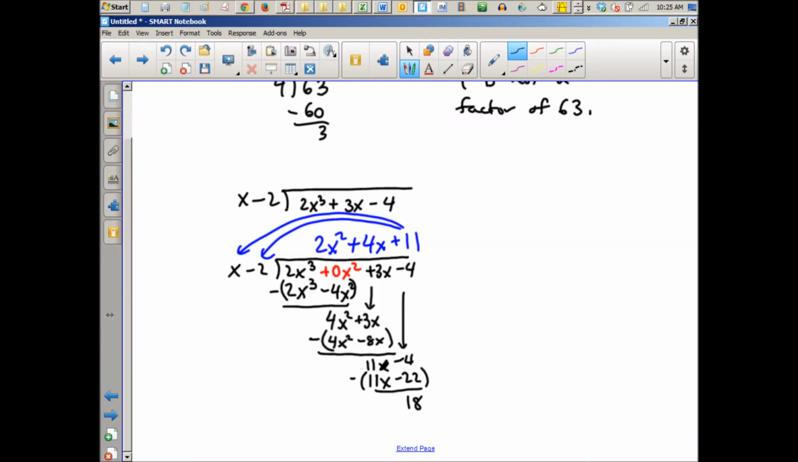Okay, so what is our final conclusion? Our conclusion is that the remainder is 18, and we determine, look, x minus 2 is not a factor of 2x cubed plus 3x minus 4. So all that work just to show that x minus 2 didn't divide nicely, there has to be a better way to do this.